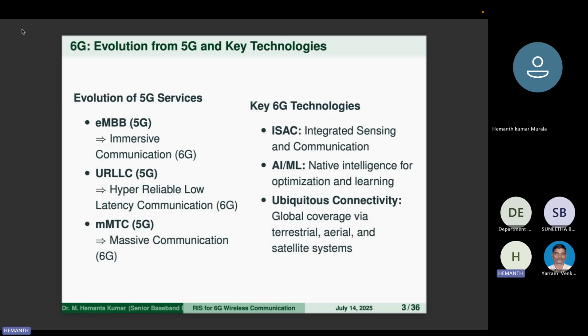Along with these 3 points, another 3 points are also included. The first point is ISAC. ISAC means integrated sensing and communication. I will tell you what integrated sensing and communication is. And the next one is AI/ML.